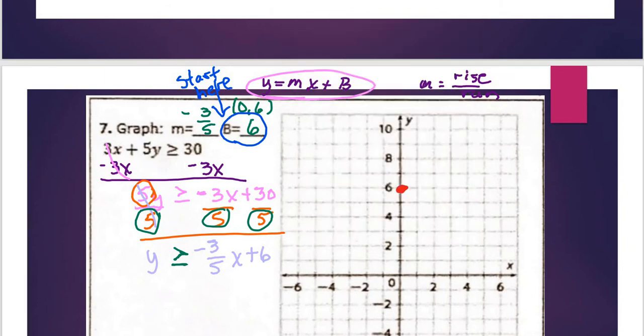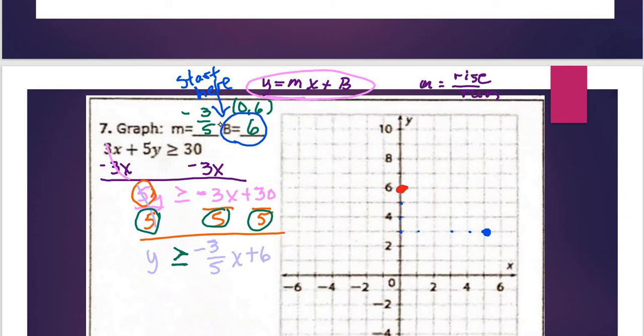Then I'm going to take my slope right here and I'm going to graph it. Since it's negative, I'm going to go down 3 steps, like climbing down the ladder 3 steps, and step off and go to your right. You must always go to the right. So when you're graphing these, from the red, I'm going to count 1, 2, 3, and I'm going to step off and go to the right. 1, 2, 3, 4, 5.